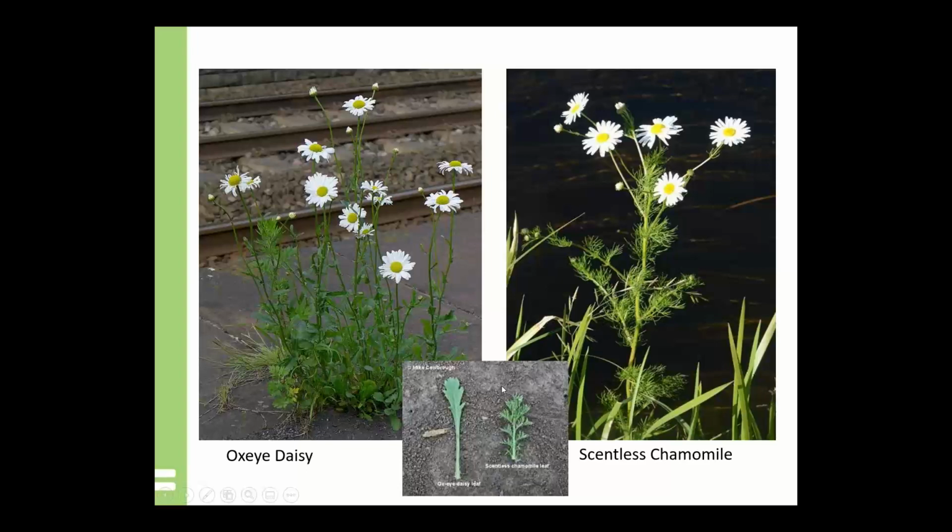Okay, the next one, Clark talked about this, so I won't go over it in great detail, but I just thought this bottom picture was really neat to show how the leaves are shaped. Also, if you look at the plant structure itself, you can see that the oxeye daisy has just one long stem, and the scentless chamomile has lots of branches coming off of that main stem.